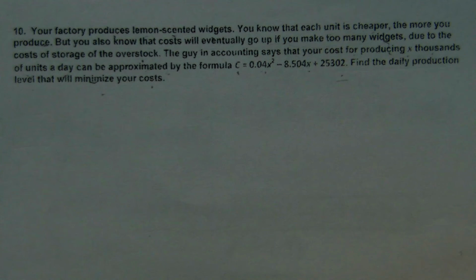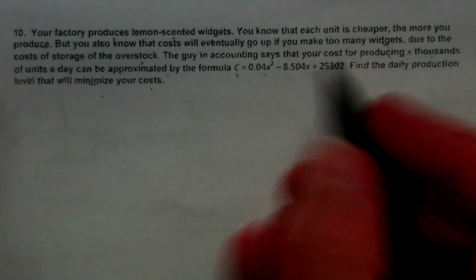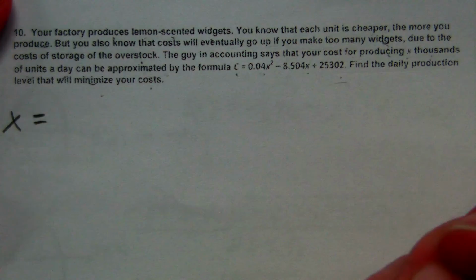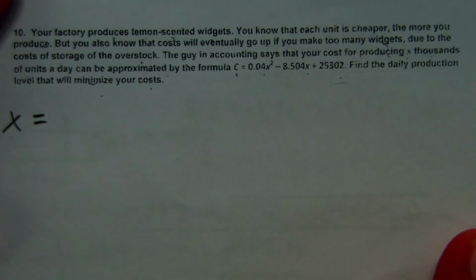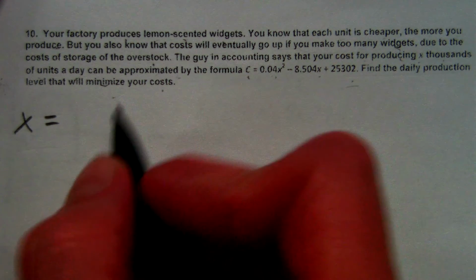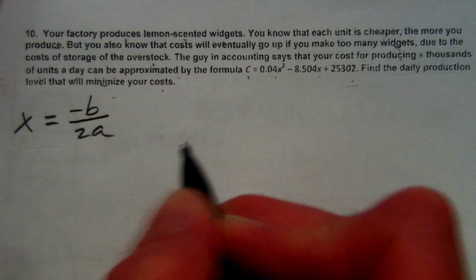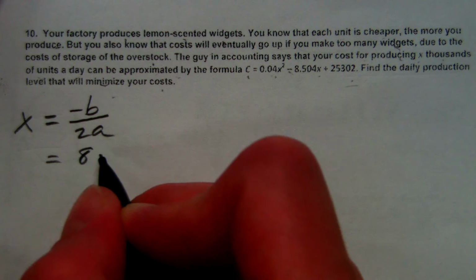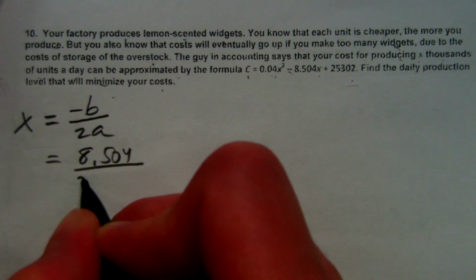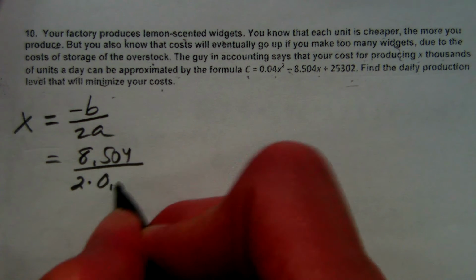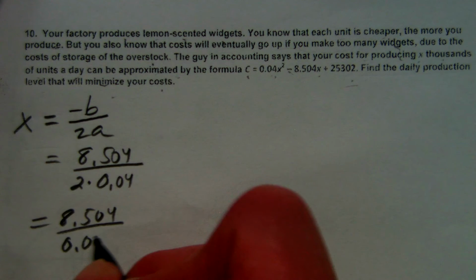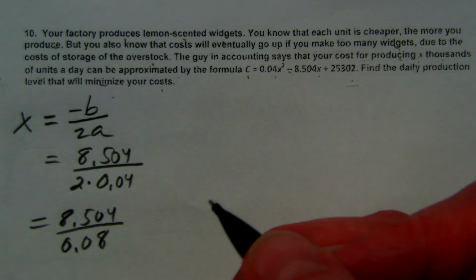So I will do this two ways. We'll do the calculator in a second. I want to talk about the non-calculator way first, because sometimes we're not allowed to use them. So want to make sure we do both. So the maximum, remember, we're going to find the vertex. So x is negative b over 2a. So it's going to be negative negative 8.504. So that'd be positive 8.504 over 2 times 0.04. So it's going to be 8.504 divided by 0.08. Oh my god. And so you just do that really quick.